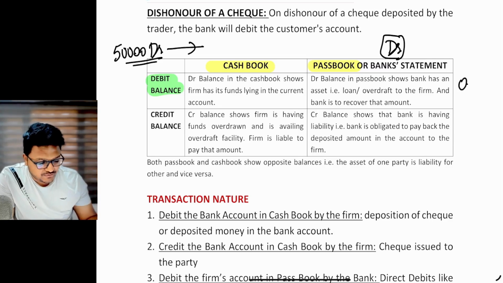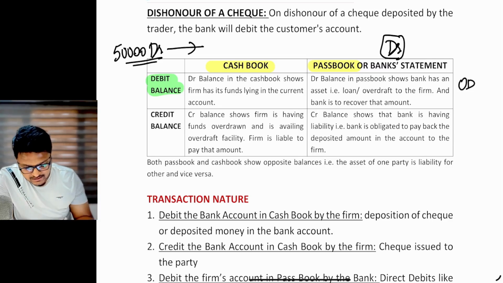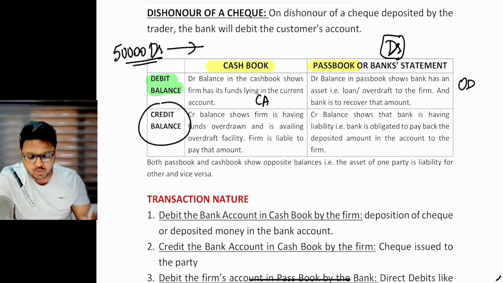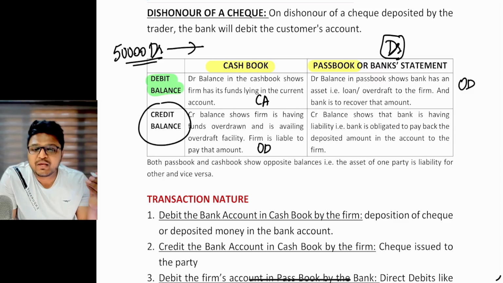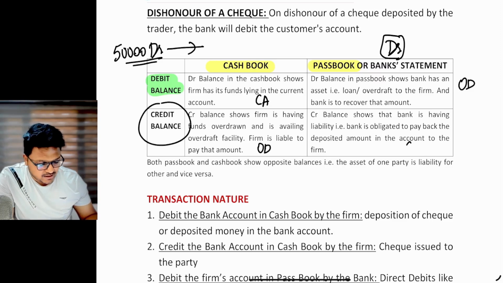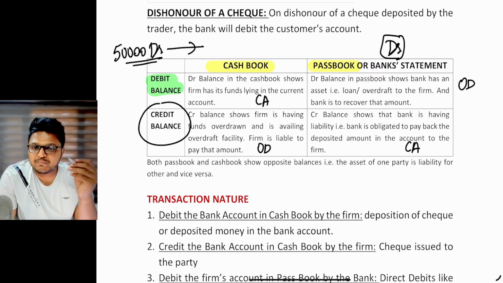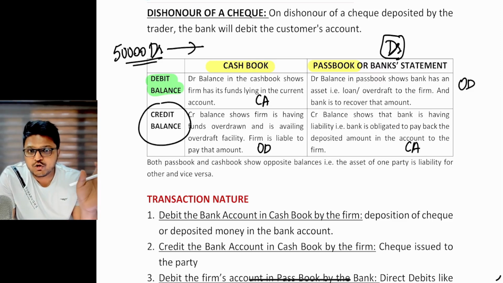So in the case of the passbook, it's an overdraft case, and in the case of the cash book, it's a current account case, right? On the other hand, if it's a credit balance in the cash book, it shows that you're having an overdraft balance with the bank account. And if it's a credit balance for the passbook, it means that you're having a current account with the banker over there, right? So that is a scenario. So both the cash book and the passbook are having the opposite balances.